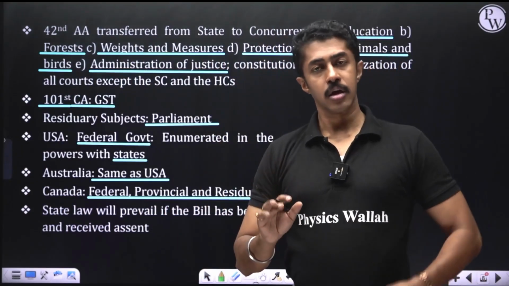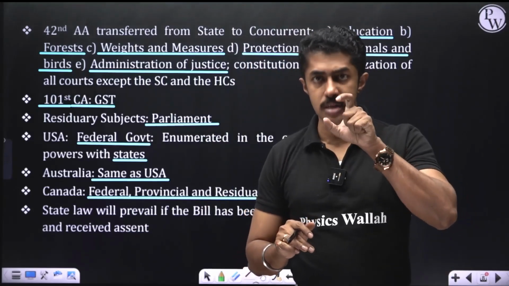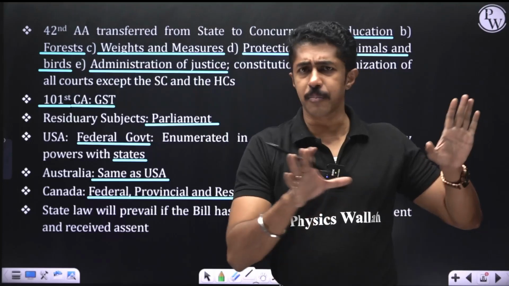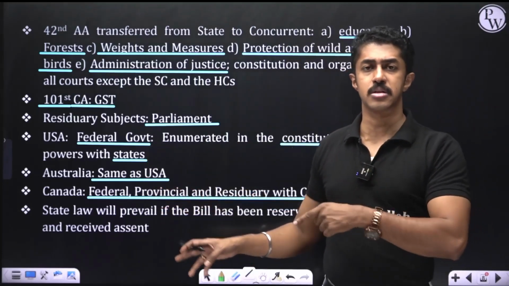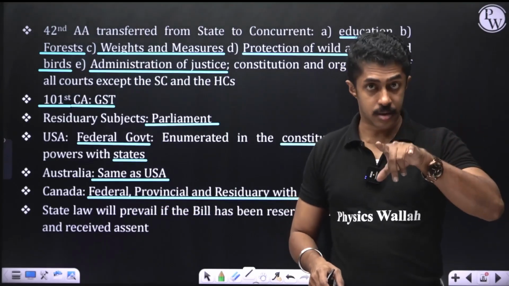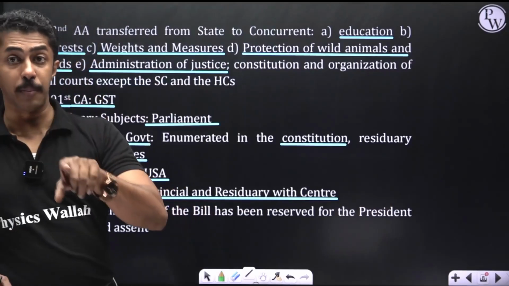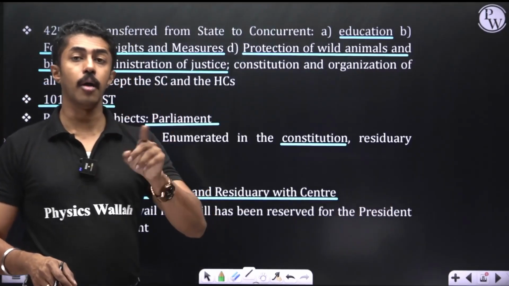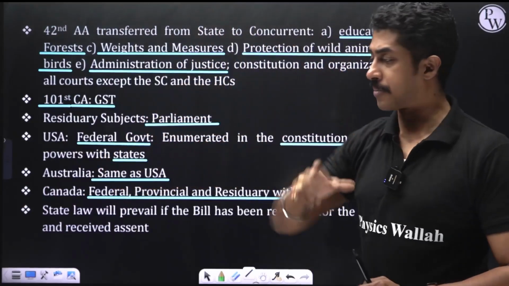Getting the point here? In the event of a clash between union law and state law with regard to a concurrent list subject, if the union has not passed any law, and the state law has been reserved for the president who gives the assent, the state law will prevail. But if the union later decides to pass a law on the same subject through the parliament, then the law passed by the parliament will stand above the state law. Clear, people? Moving on.